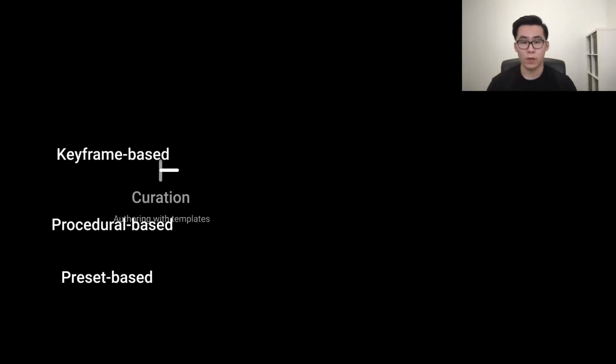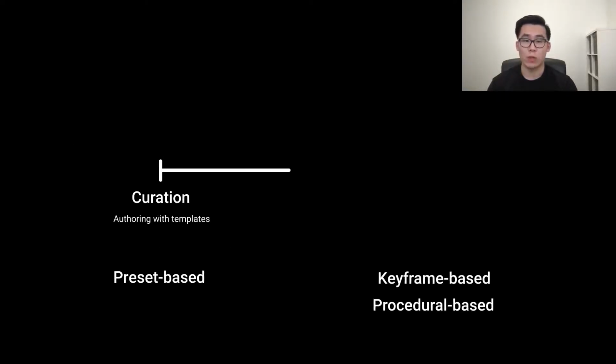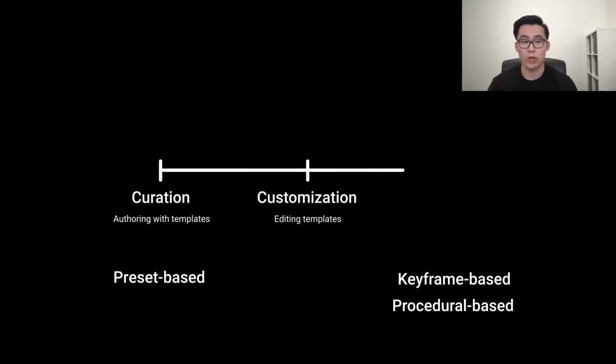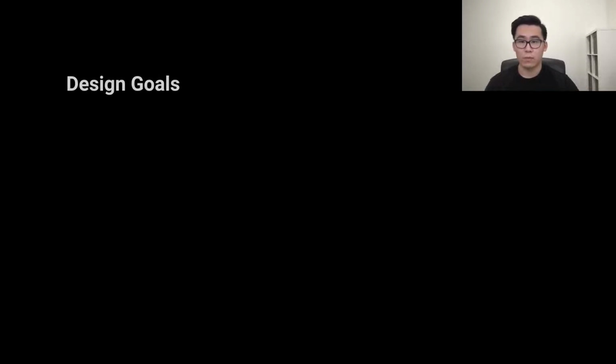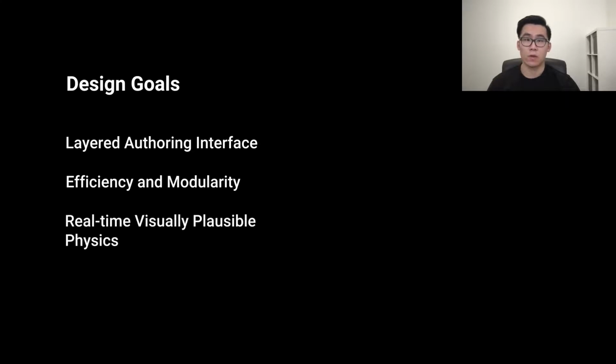In our interviews, one participant summarized the relationships between these various paradigms and the balance between ease of use and expressiveness into a spectrum like this, which essentially converts the binary trade-off into a fluid sliding scale. We're then motivated to combine multiple authoring paradigms to support a wide range of user needs. Based on our study, we formulated 3 design goals to guide the design of our system.